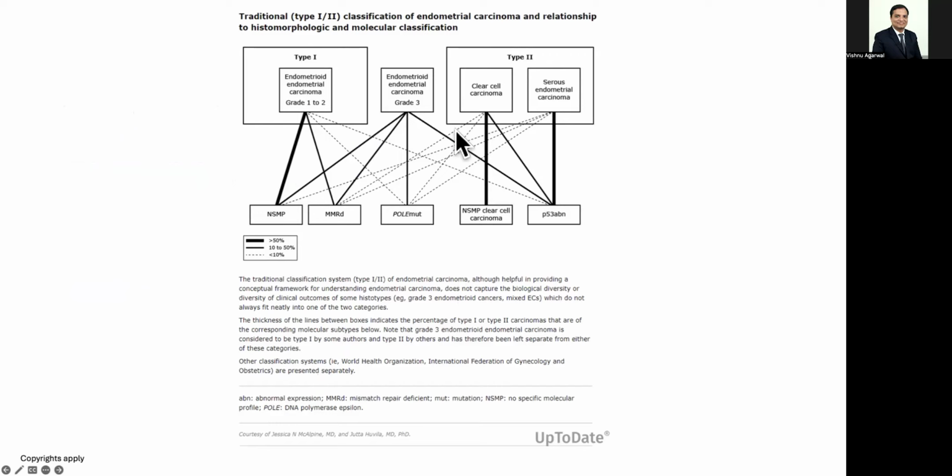So all the different types of endometrial cancers, endometrioid grade 1, grade 2, grade 3, clear cell, and serous, have different varieties of molecular features according to the different types. You can see the thick line and the thin line. The thick line denotes the stronger association of a particular cancer with a particular molecular feature.